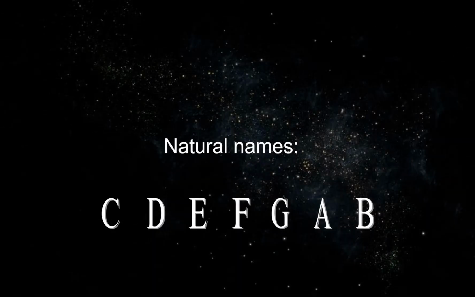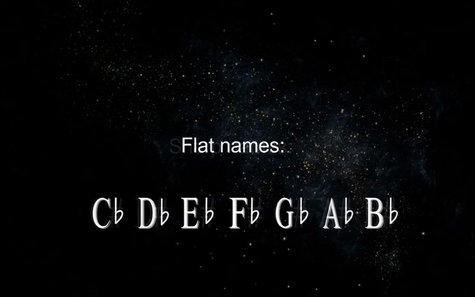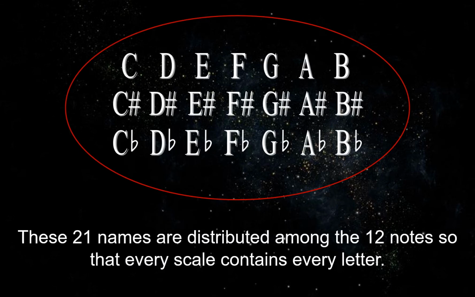First, recall that there are 7 names that are just letters. These are called natural names. Then, each of these letters is combined with a sharp symbol to create 7 sharp names. Then, each of these letters is combined with a flat symbol to create 7 flat names. This makes a total of 21 names, and these names are distributed among the 12 notes in such a way as to allow every scale to contain every letter.